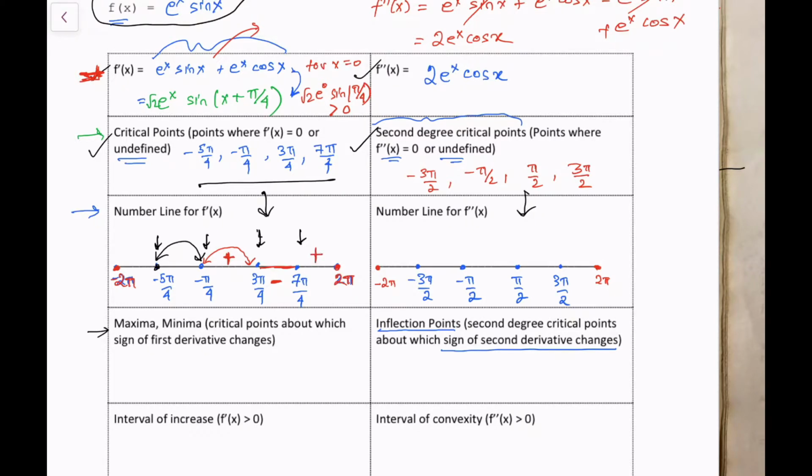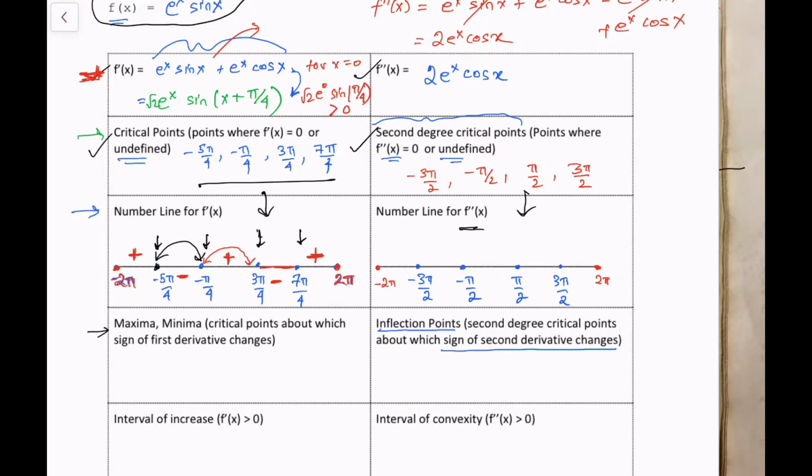It will alternate actually. The next one will be positive. This is negative and this is positive. So really it's alternating in this particular case, but it is not necessary that it will always alternate for other problems. So you have to be a little careful and you have to pick up values and check for each of the intervals. We do the same thing for the second derivative.